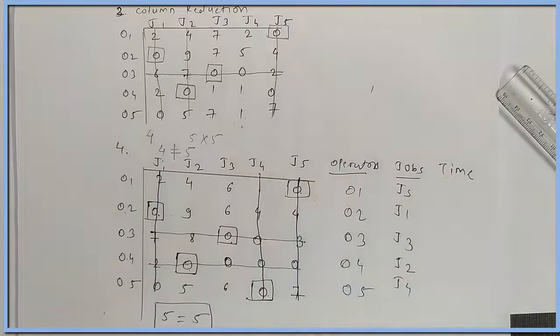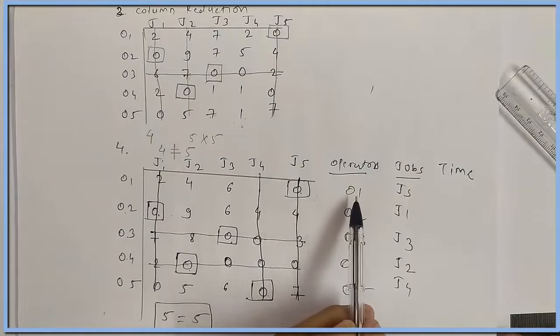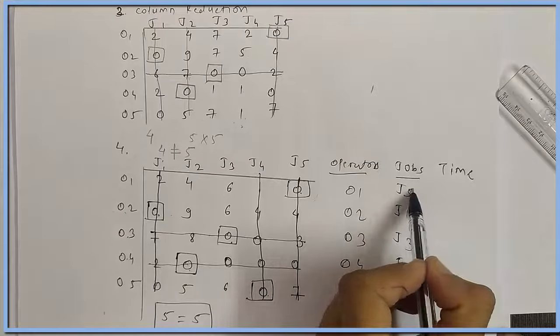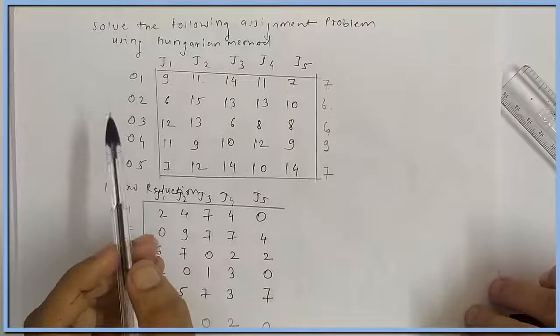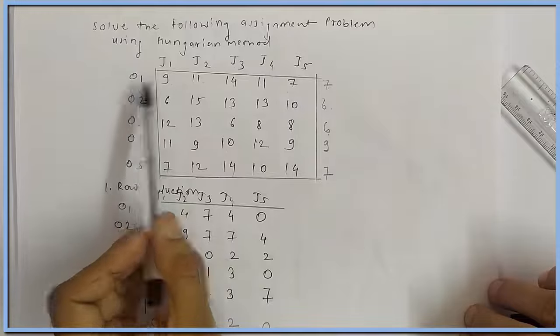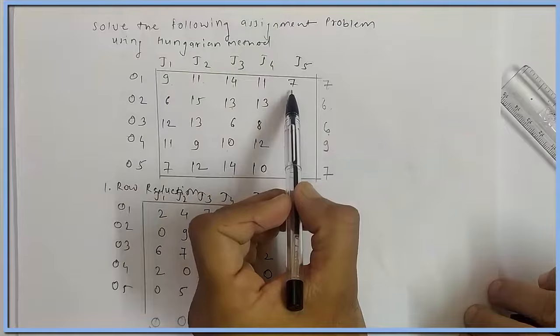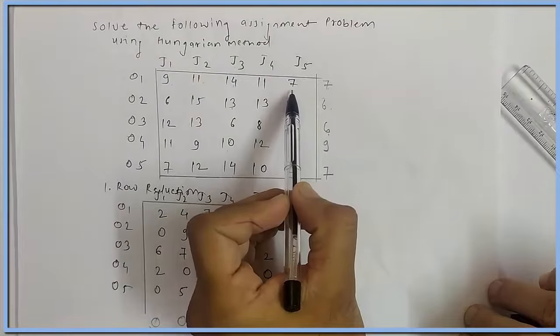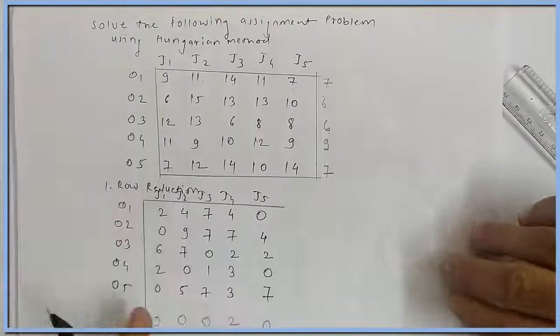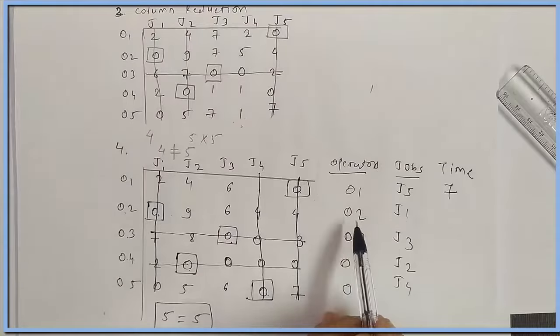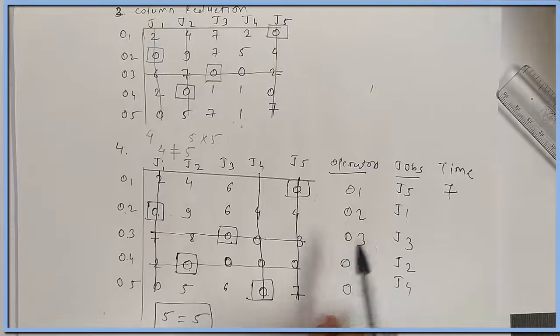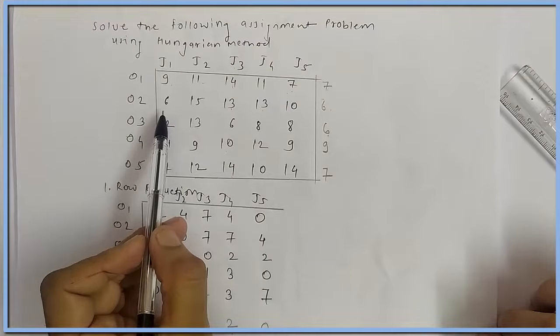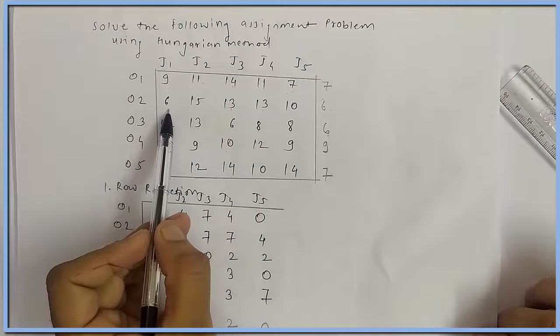For that purpose we have to refer to our original problem and find out the values of the O1 and J5 cell. Look at our original problem. Here for O1 and J5, the time value is 7 units. Therefore we will write this 7 in front of our problem. O2 and J1: look at O2 and J1, the original value is 6. Therefore we will write this 6.